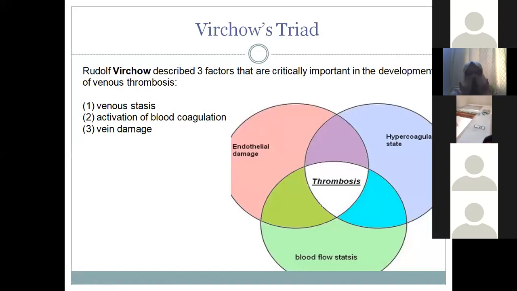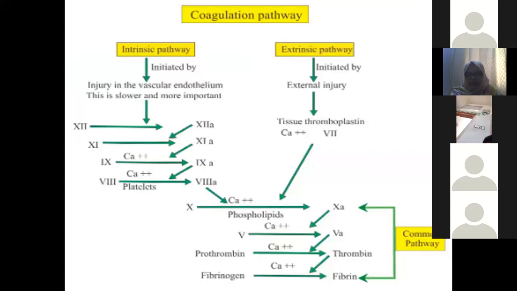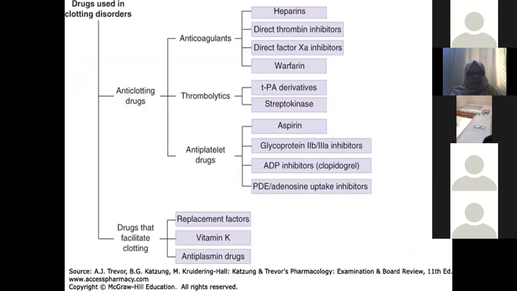So then Virchow's triad. Virchow's triad is a combination of three things. It was described by Rudolf Virchow. He described the three factors that are critically important in the development of venous thrombosis. One is venous stasis. Second is activation of blood coagulation. Third is vein damage, okay? So when there is pathology of these pathways, it leads to coagulation disorder and then Virchow's triad.